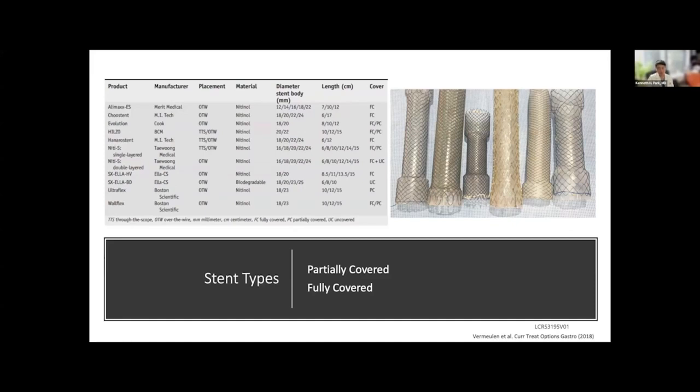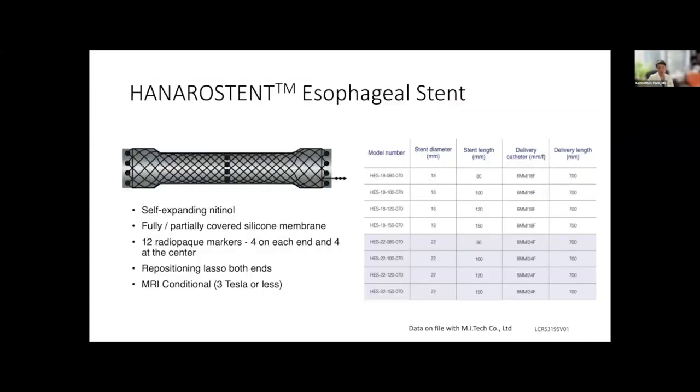Some of the stent types: partially covered, fully covered. All the different companies make them in different diameters and lengths. This is sort of just the data aspect of the Hanaro stent. It comes in 18 and 22 millimeter diameter sizes, different lengths, and the delivery catheter is 6 millimeter. These are the non-TTS, and they have the TTS versions as well.